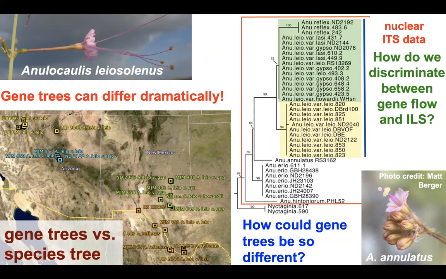Processes like gene flow and ILS bring up a question: how do we discriminate between them in practice? How can we figure out whether we have one or the other or both? And that's actually kind of a difficult question.